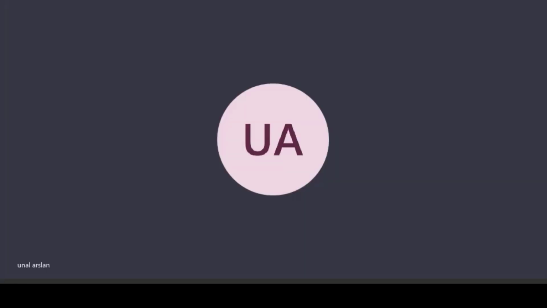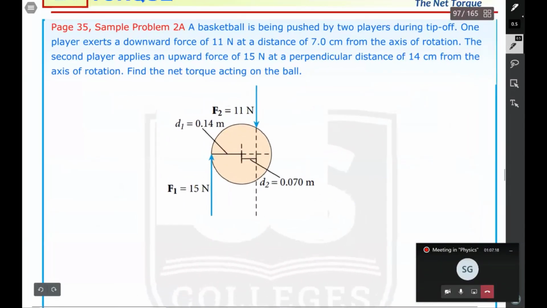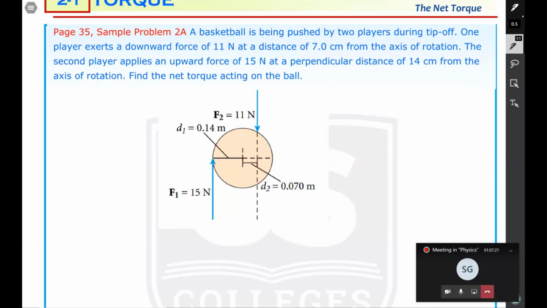So now we go on with the next problem. The next problem is best for this question. I have to use this pen and then find the axis of rotation. It's a sample problem, page 97. A basketball is being pushed by 2 players during tip-off. This is the shape of a basketball. This figure is given in the book, don't worry. All these are given in this shape in the book. So according to this figure, we are going to answer the question.